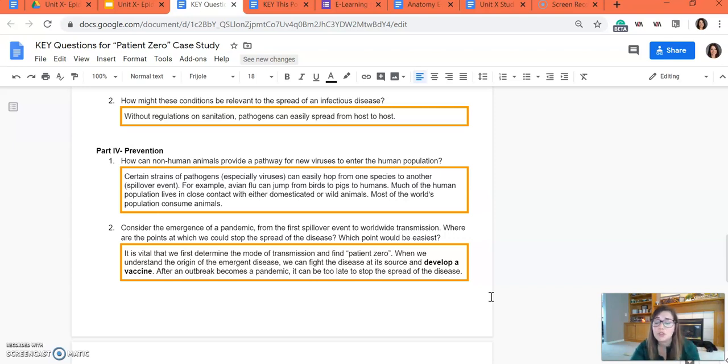So I'd hope that you would conclude from this case study, from all the evidence that you heard, that it is vital that we first determine the mode of transmission and find patient 0. Because when we find patient 0 and we know how it's transmitted, then we can start to develop a vaccination. So when we understand the origin of an emergent disease, we can fight the disease at its source and develop a vaccine. After an outbreak becomes a pandemic, it can be too late to stop the spread of the disease. So it's very important that we find the origin of the disease, find how it's transmitted, find patient 0, interview people who were in contact with the virus or pathogen, figure out how it got into the population, and then from there develop a vaccination.